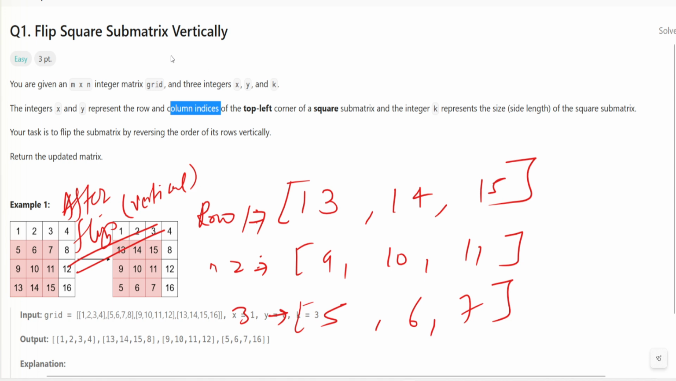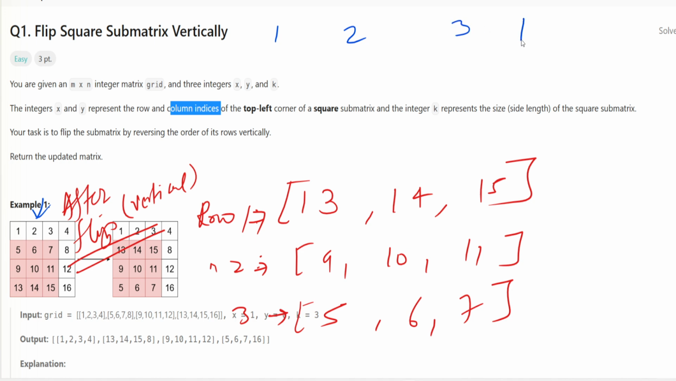So now, next step, we have to place it back into the original one. We will replace the original submatrix with the flipped one, and we have to keep the other elements intact. How are we going to do that? As you can see here, 1, 2, 3 and 4 will be the same. We will not do anything.